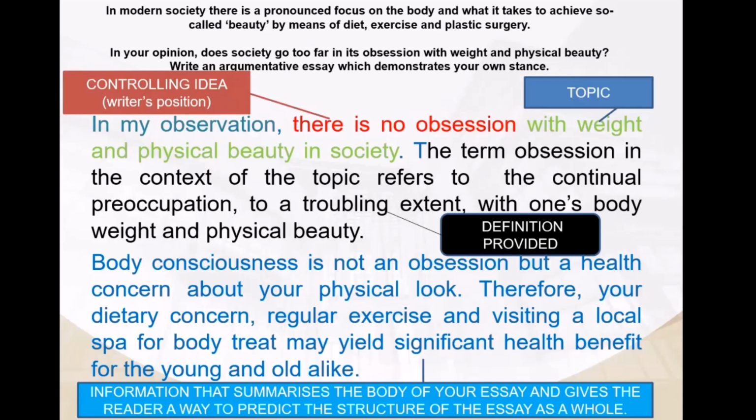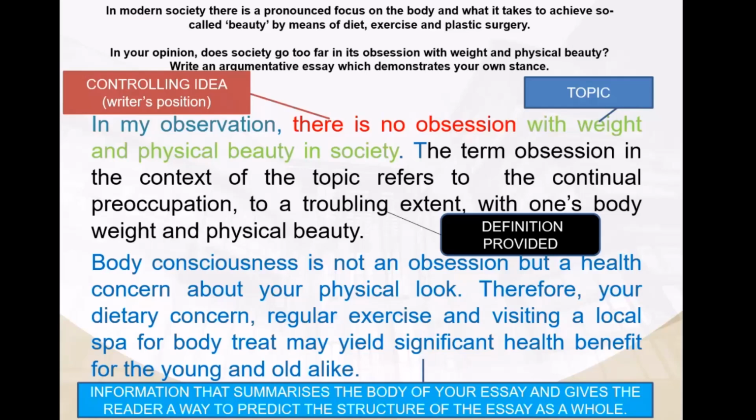Remember, we said a good introduction should begin with a thesis statement. We also said it may include what? Definitions or background information or both. We also said it should introduce the summary of ideas which are to be developed in the body of the essay. Right? We have here the introduction paragraph written. In my observation, there is no obsession.